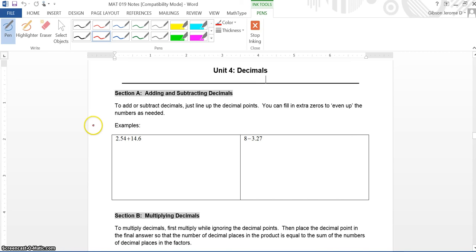Hello class, we're about to start Unit 4 Decimals. Section A, Adding and Subtracting Decimals. To add or subtract decimals, just line up the decimal points. You can fill in extra zeros to even up the numbers as needed.